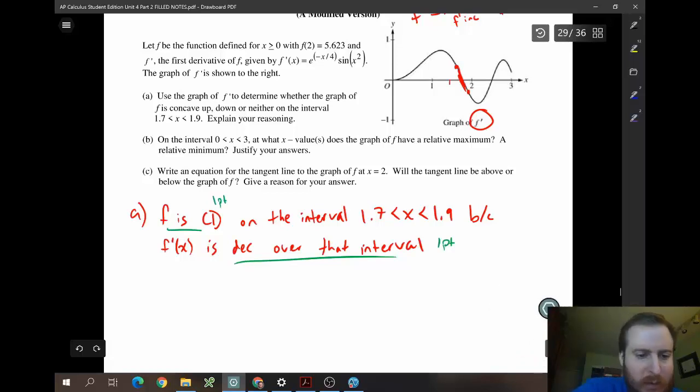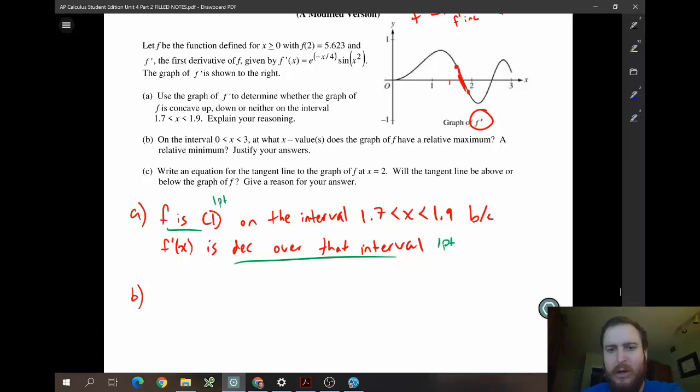Okay, B is on the interval 0 less than x less than 3. At what values does the graph have a relative maximum? And where does it have a relative minimum? So we can kind of solve for these 2 ways, but what we need to do is find our zeros, right? We're going to have maximums and minimums at our zeros. The issue is we don't know what those values are, and that's what they're asking us. So this is where we have to use our calculator and kind of learn how to do this.